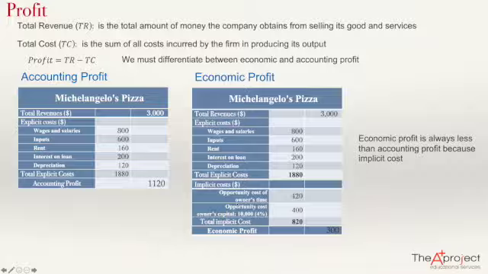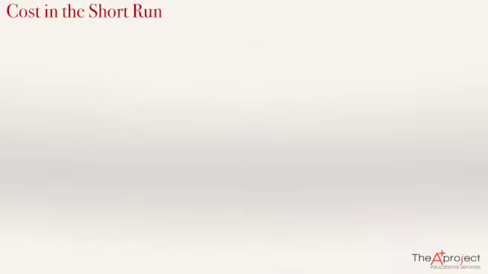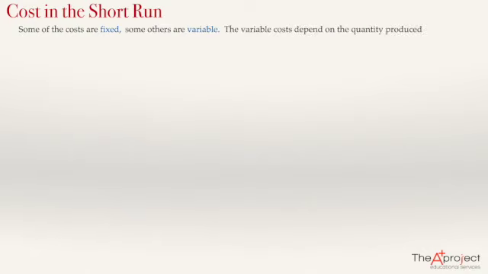Don't forget that. So let's study now the concept of cost, and let's focus on the case of cost in the short run. Some of these costs are fixed and some others are variable. The variable costs depend on the quantity produced. So it means that if the quantity produced changes, the variable cost changes. The fixed cost remains the same even if there is a change in the quantity produced. So the total cost will be the total fixed cost plus the total variable cost.